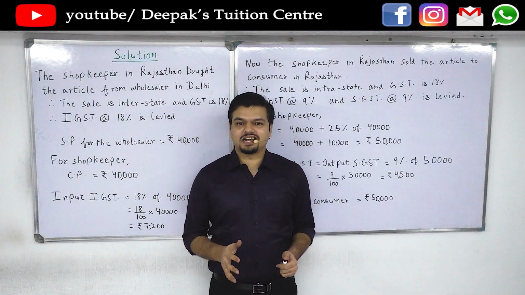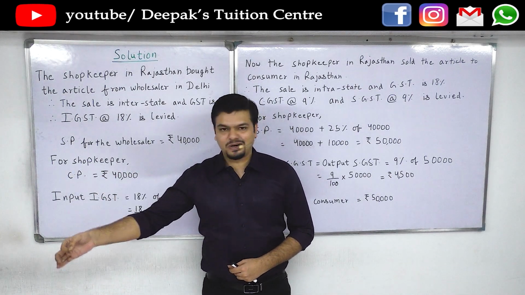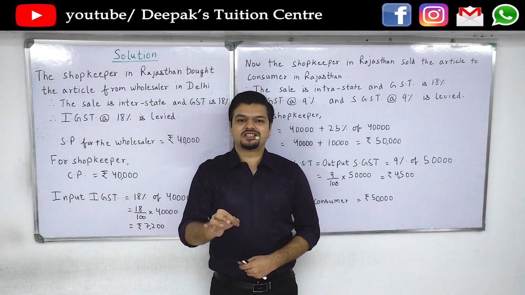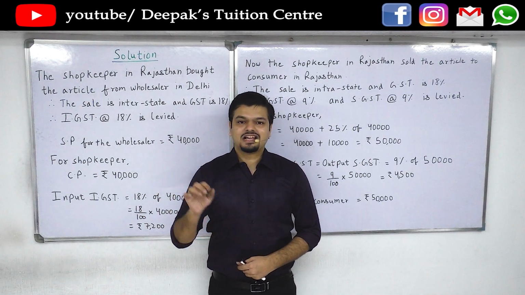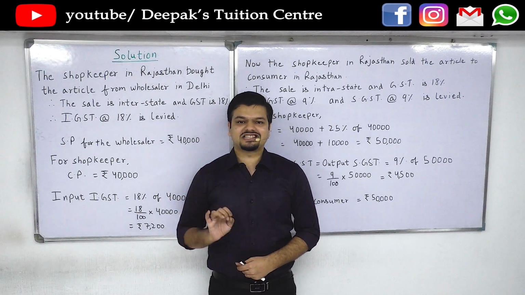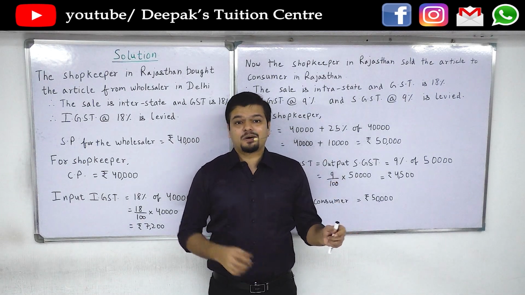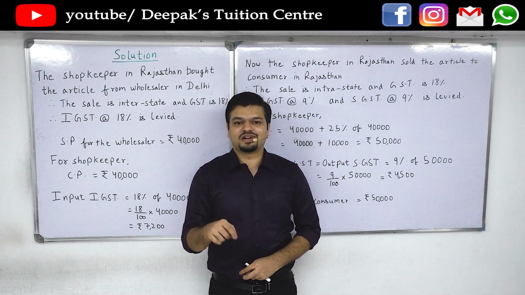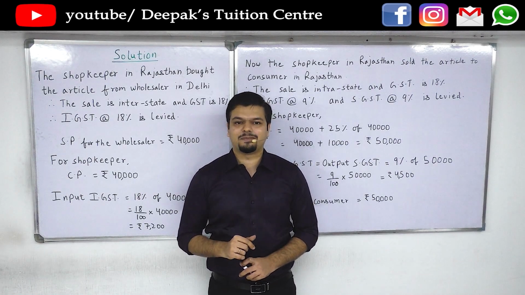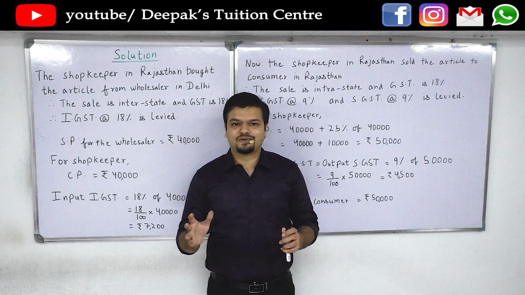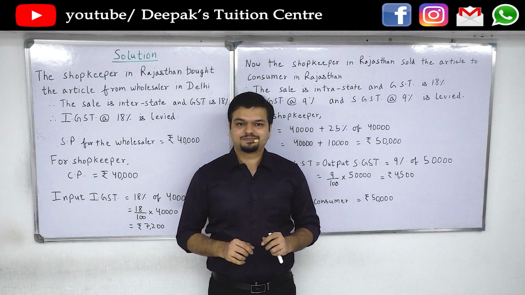So, let us understand the question properly. There is a dealer who is situated in Delhi. He has sold a good to a shopkeeper who is situated in Rajasthan. Clearly, this is a case of interstate sales. So, therefore, IGST will be levied. And the shopkeeper then sold the good to a consumer who lives in Rajasthan only. So, therefore, this sale will be intrastate sales and therefore CGST and SGST will be levied. So, you have to be very careful because both CGST and SGST are levied on the same sum.